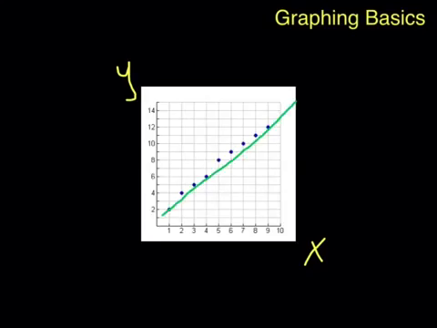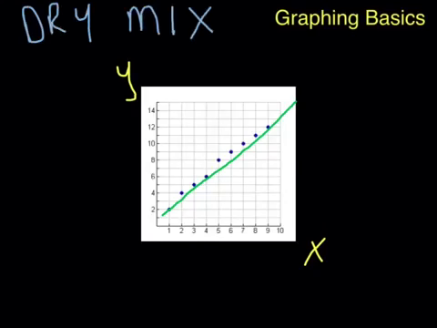Now let's say this particular graph is showing the relationship between, let's say we're going to make a bridge, okay? And the relationship between the number of toothpicks the bridge is made out of and how much mass it can hold. Well, how do you know which variable goes where on the graph? So there's a mnemonic device called DRY MIX that's going to help you remember which one goes on the y-axis and which one goes on the x-axis.